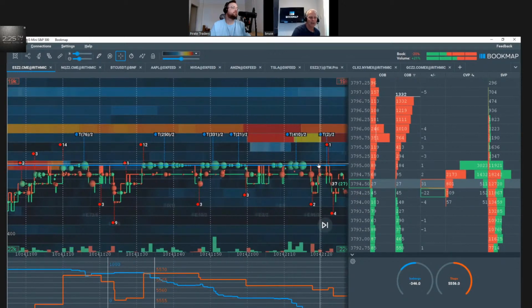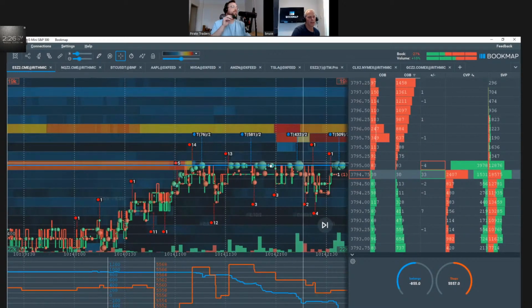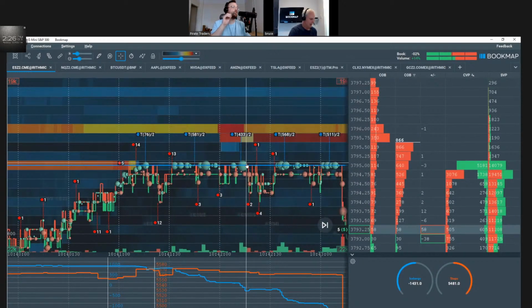Why aren't they able to lift it up into some of these higher levels here? Because there's someone on the other side using an iceberg order to absorb all of this buying. It was pretty incredible. So iceberg means it's hidden. We can't see it in the order book.